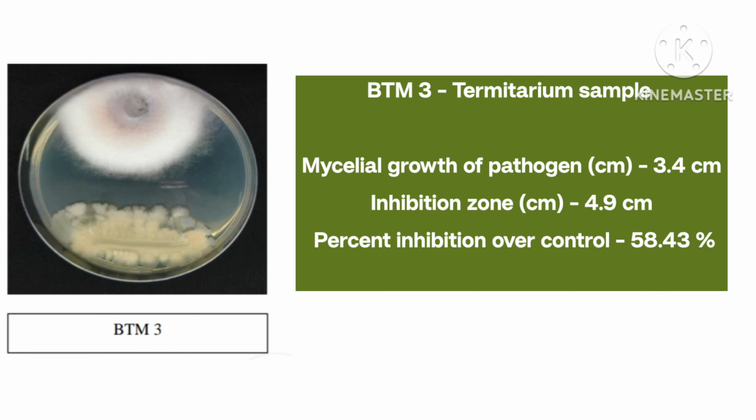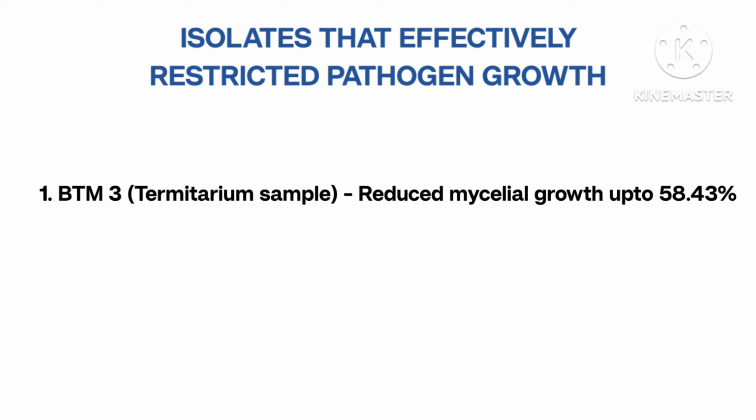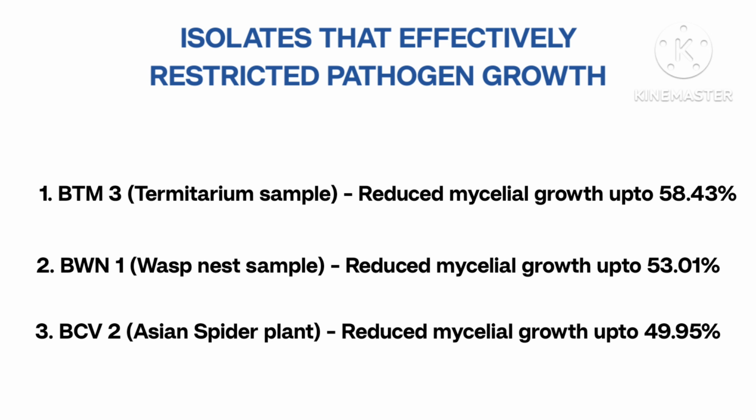Mycelial growth 3.4 cm. Inhibition zone 4.9 cm. Percent inhibition over control 58.43%. Among all the bacterial isolates observed, it was found that bacterial isolate 3 from termitarium sample, bacterial isolate 1 from wasp nest sample, and bacterial isolate 2 from Asian spider plant sample significantly reduced mycelial growth to a greater extent.